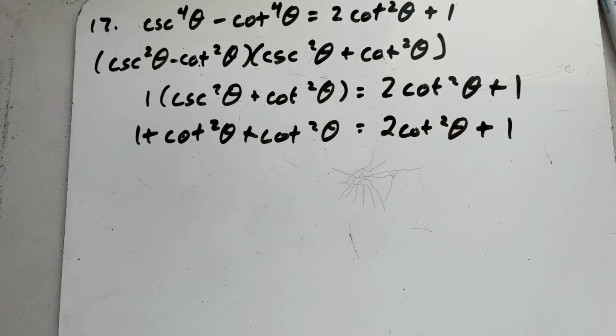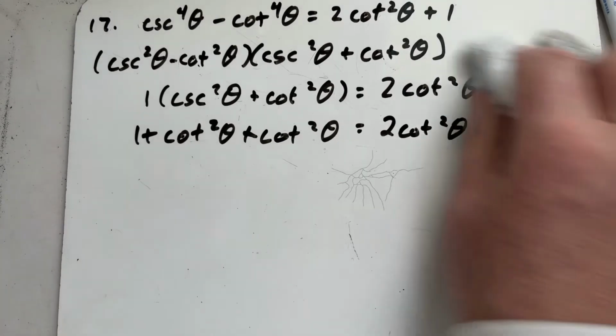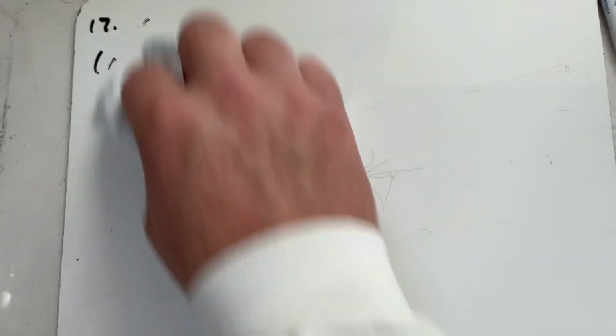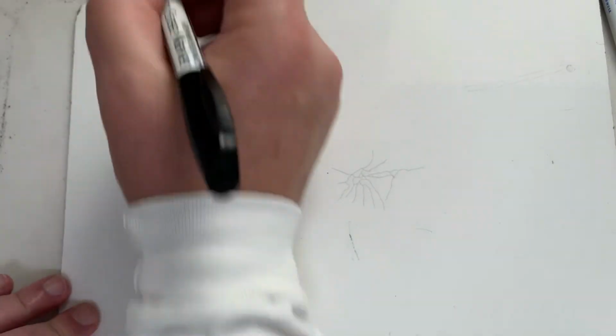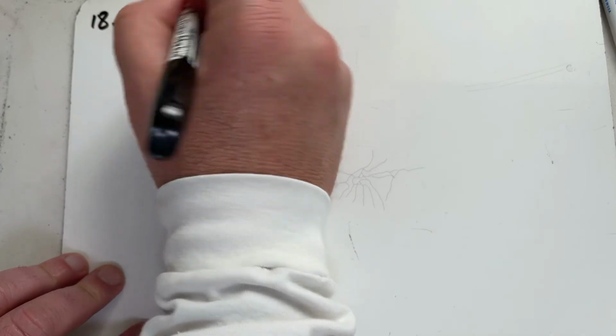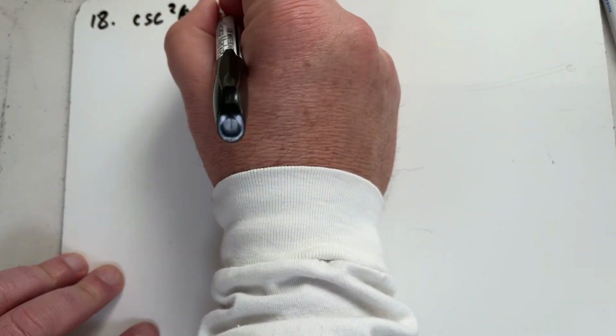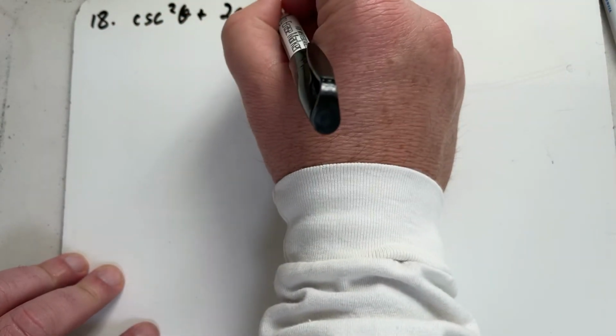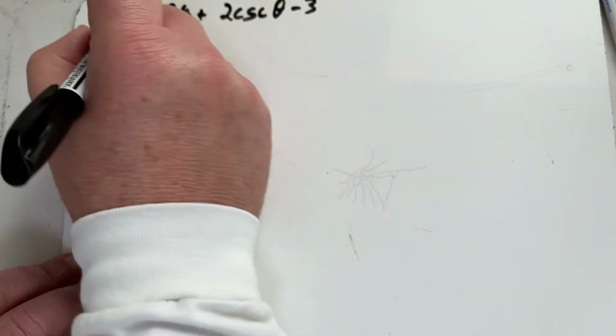I tell my students, memorize those identities. It'll make these types of problems so much easier. 18. Let's go. Cosecant squared plus 2 cosecant minus 3.